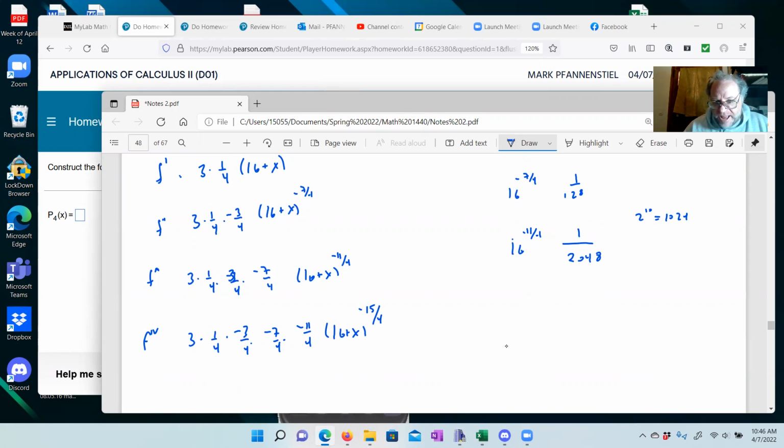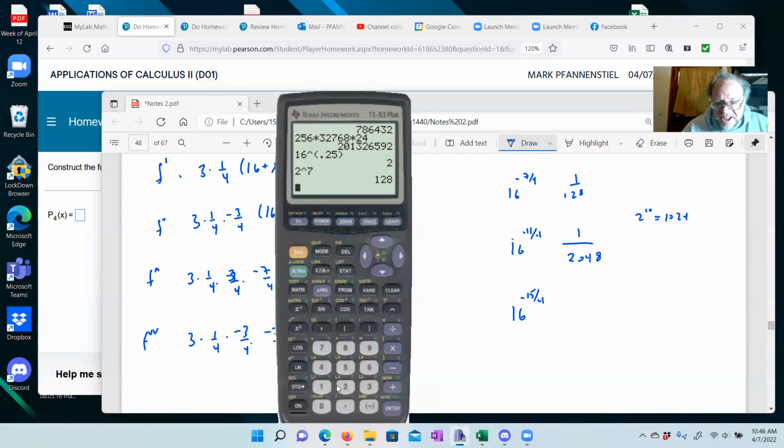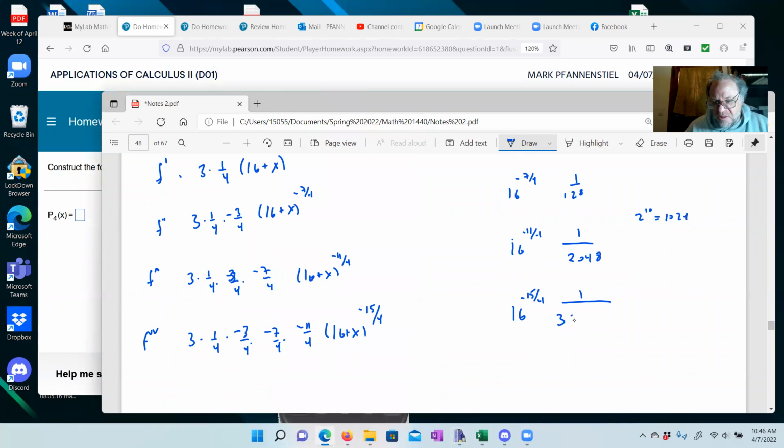Okay, and then we have 16 to the negative 15/4. This one I don't know. I stopped at 10. So this is 2 raised to the negative 15, or 1 over 2 raised to the 15th power. Okay, so 16 raised to the 1/4 power, that's 2. 2 raised to the 15 is that huge number, so that's 1 over 32,768.